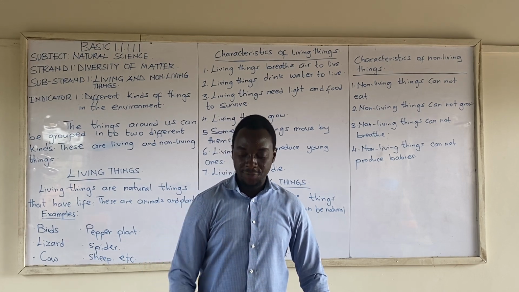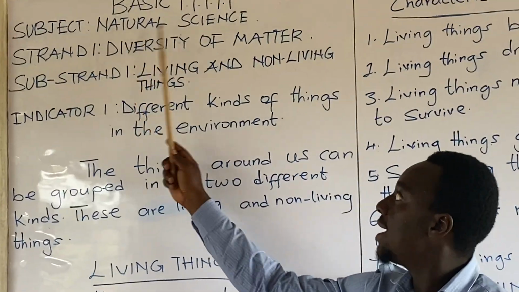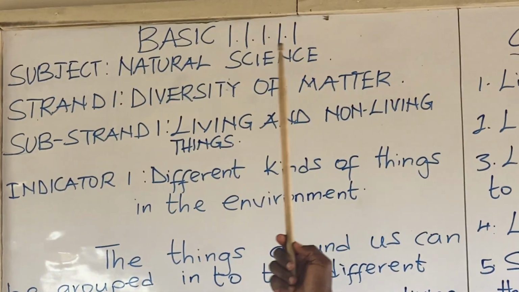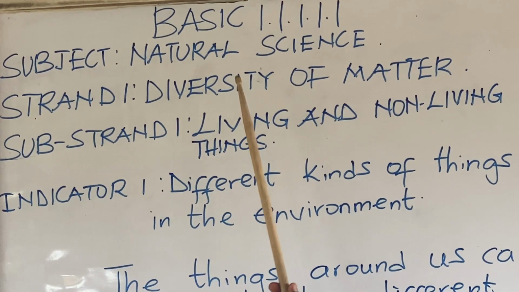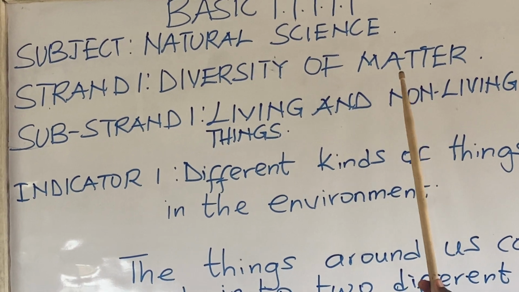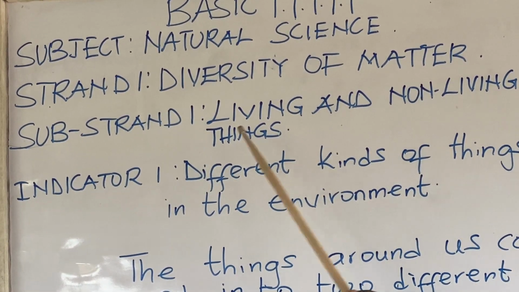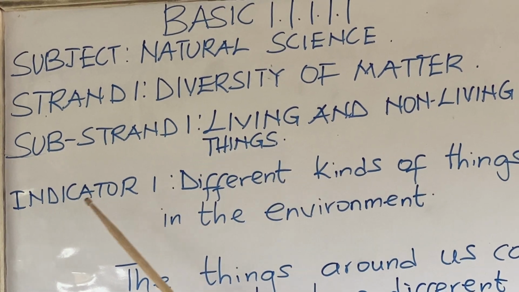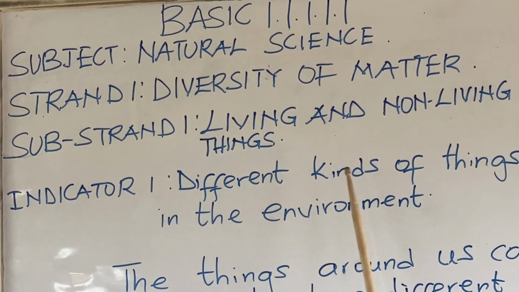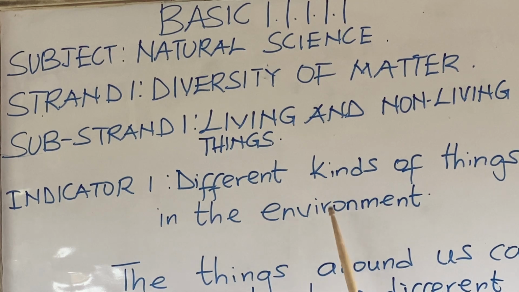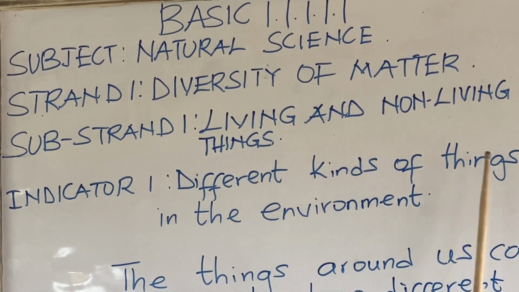Our subject for today is Natural Science, and it is taken from Strand 1, Diversity of Matter. Substrand 1, Living and Non-Living Things. Indicator 1, different kinds of things in the environment.